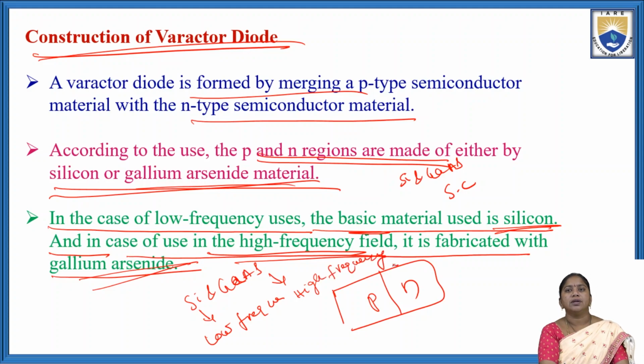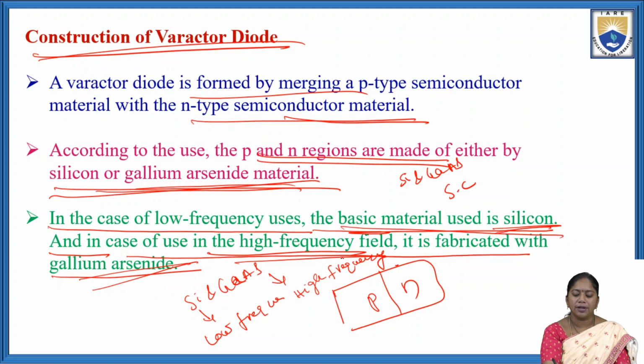So, simply the varactor diode is formed by merging the p-type semiconductor material with an n-type semiconductor material. According to the use, the p and n regions are made of either silicon, germanium, or gallium arsenide. In the case of low frequency uses, the basic material is silicon, and in case of high frequency applications, it is fabricated with gallium arsenide.